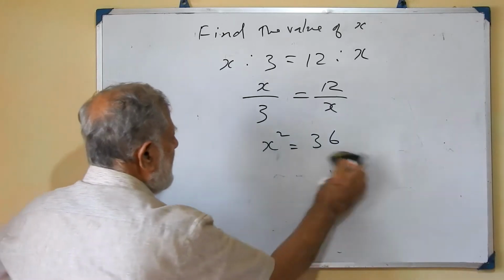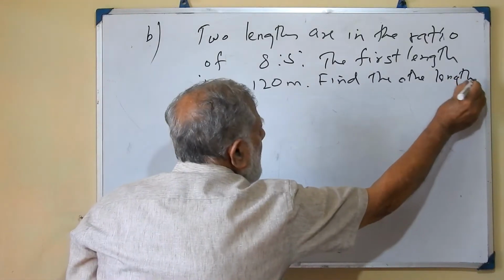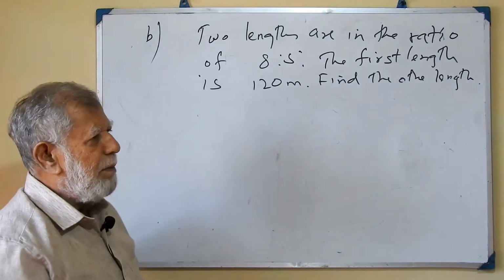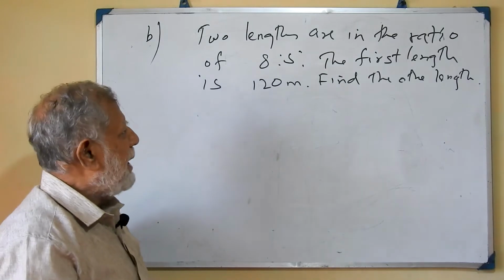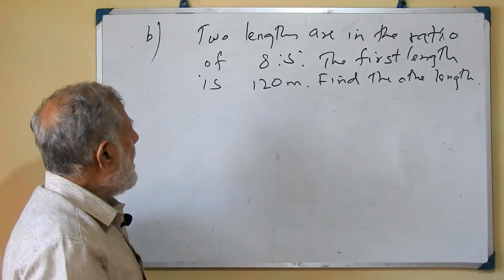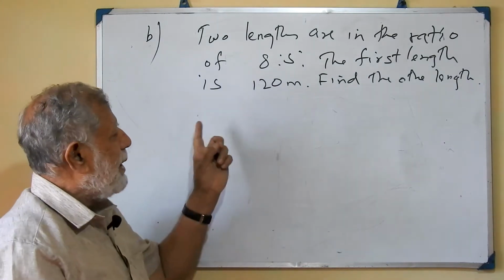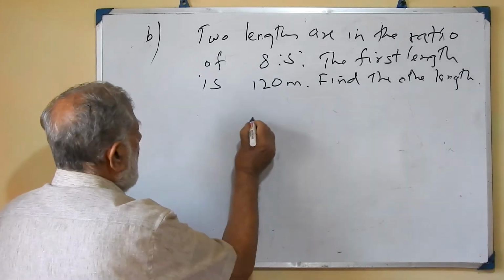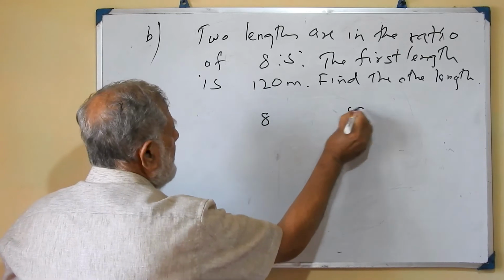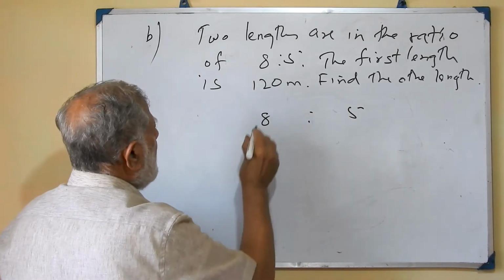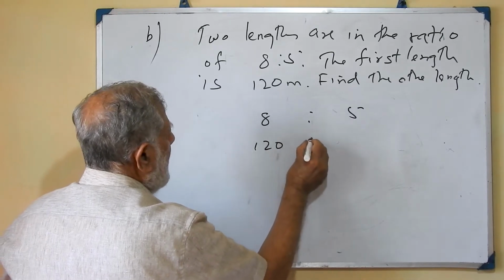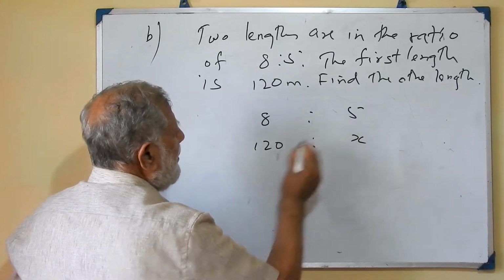We will take another type of example. So here are two lengths, maybe distances or some wire or some items. The ratio between the two lengths is 8 is to 5. So we write it like this, 8 is to 5. Now they are given the first length as 120, and the second length we don't know, so we put it as x.